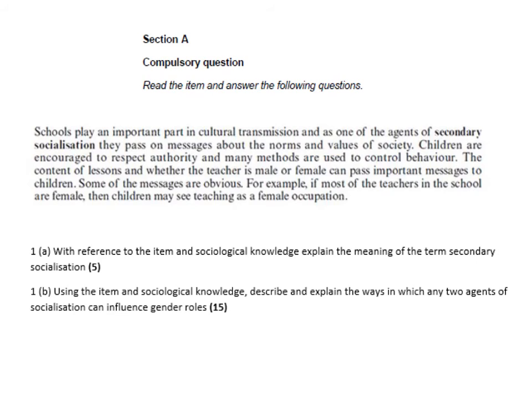I'm going to finish this screencast by looking at an example of a 15-mark question. So once again, if you hit the pause button, read through the item and then read through this 15-mark question. Now remember what I said about sticking to the question set. So with this question, it's important to make sure that you are writing about 2 specific agents of socialization, and really one of the agents of socialization that you should be discussing is the role of schools, because there's an instruction here that you've got to use the item. So don't forget to use the item for the 15 marker as well as the 5 marker.